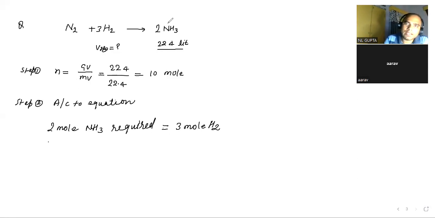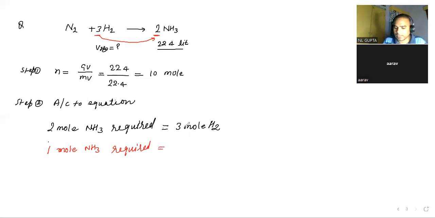See here in the equation, 2 mole NH3 requires 3 mole H2. So if 1 mole NH3 is required, how many moles of H2? 1.5. So here I am writing 1.5 mole of H2. Yes or no? This is okay.